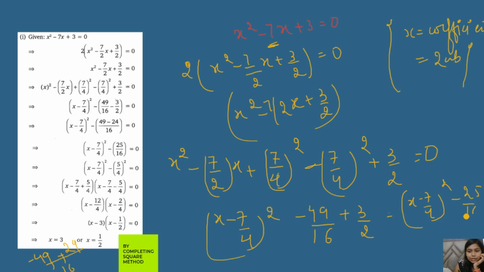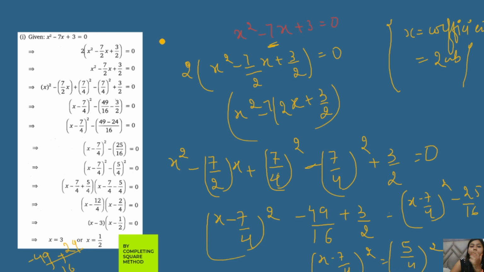So x minus 7 by 4 whole square equals 5 by 4 whole square, and we can just write it as x minus 7 by 4 equals 5 by 4, or x equals 5 by 4 plus 7 by 4, and we'll be getting 12 by 4 as the answer, or 3. So x will be equal to 3 in that particular case.